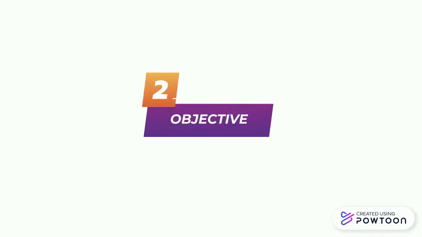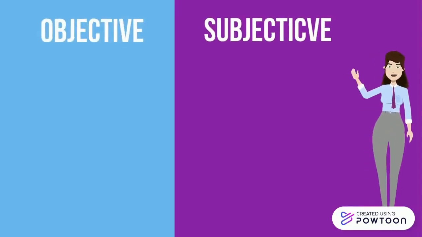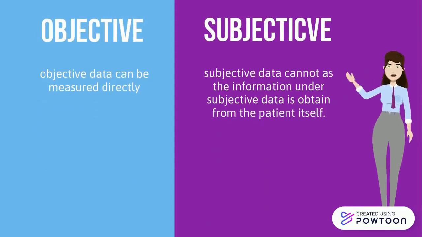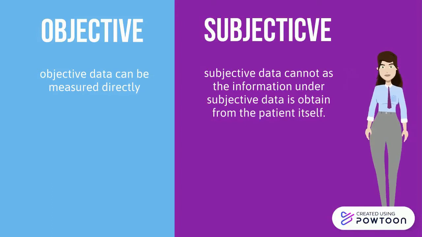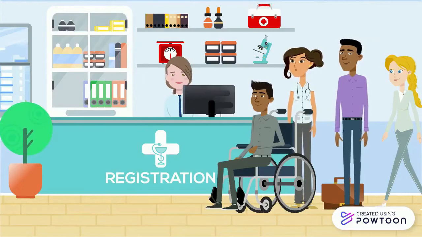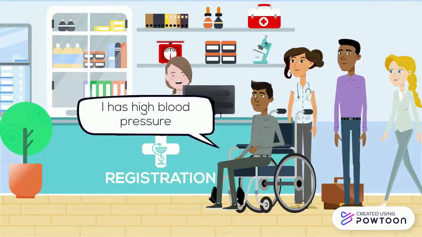In the objective part, it includes relevant objective data only. The difference between subjective and objective is that objective data can be measured directly while subjective data cannot, as the information under subjective data is obtained directly from the patient. For example, if the patient said that he has high blood pressure, the patient's blood pressure that is taken at that moment to be observed will be put under the objective part.